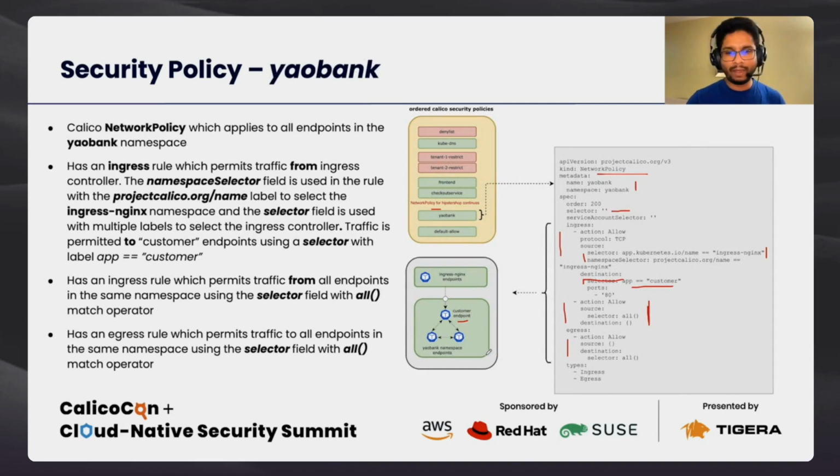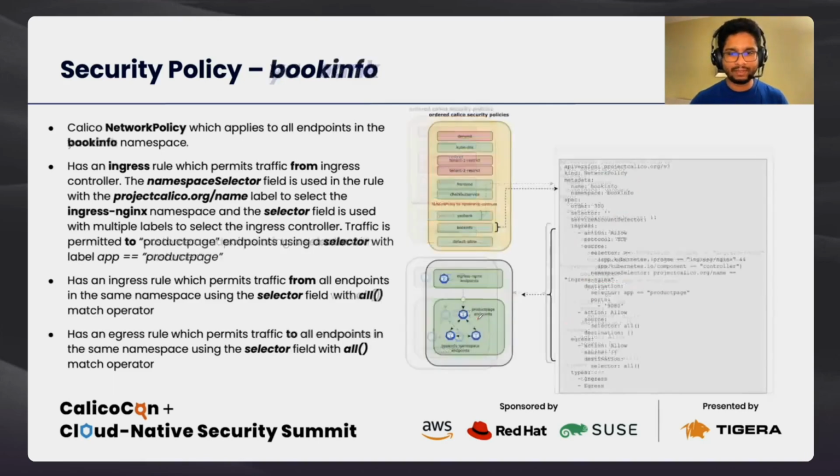So in the Yao Bank example, it was the customer endpoint that was exposed to external consumers. And in the bookinfo example, it's the product page endpoints that are exposed to external consumers. And those are the endpoints that have the pinhole in the ingress direction, permitting traffic from the ingress controller.